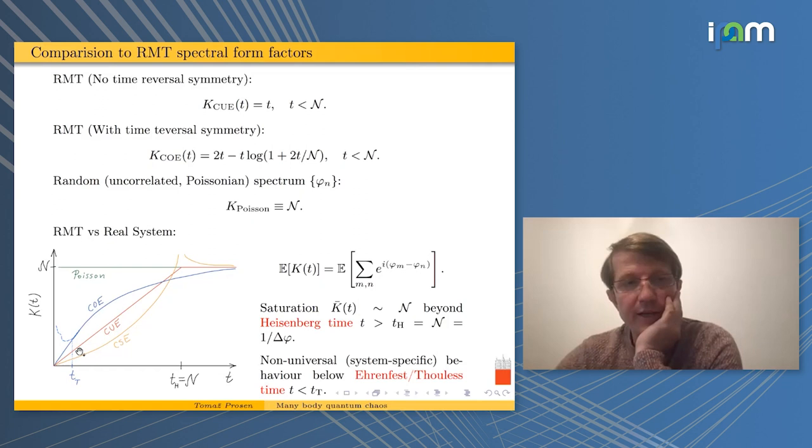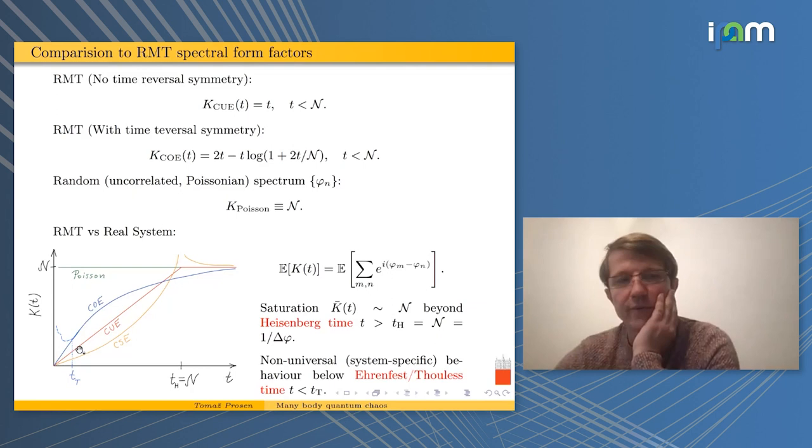I mean, this is 2 to the L, and this is something which is of the order of T. For short times, much less than 2 to the L, this is an exponential gap. So if you could measure a spectral form factor for short times between different evolutions, then this will give you a very sensitive probe of chaos.